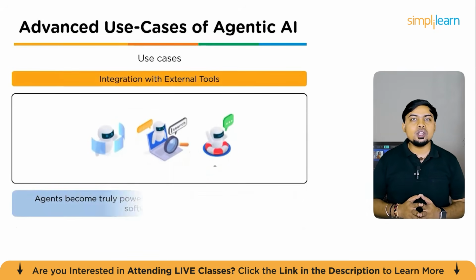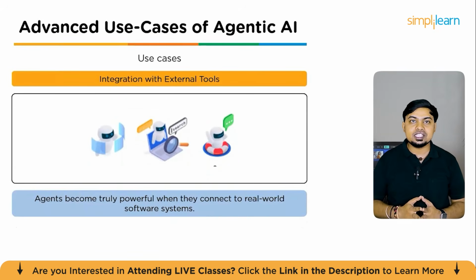Now, let's discuss integration with external tools. AI agents become truly powerful when they connect to real world software systems. For example, integrations with platforms like Zapier allow agents to trigger workflows across thousands of applications.